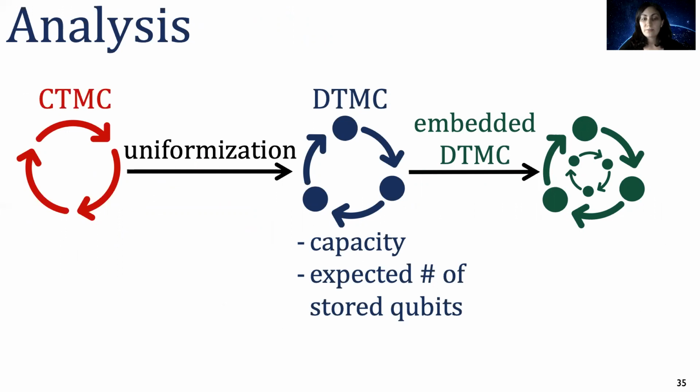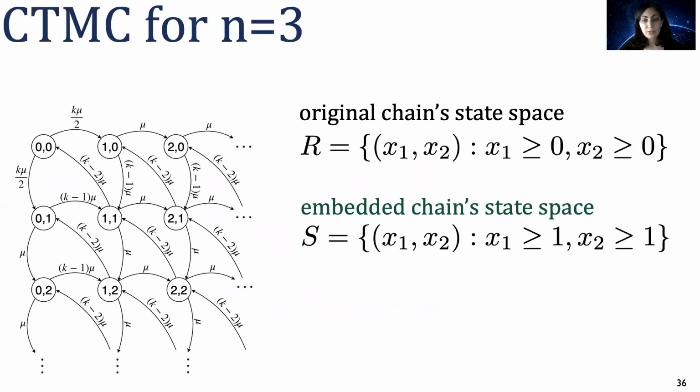embedded chain. Going back to the example for n equals 3, the embedded chain would include all states from the original chain except those that are on the boundary of the original Markov chain. When the original chain traverses these boundary states, the embedded chain is frozen in time, and eventually when the original chain transitions into a non-boundary state, the embedded chain will transition into that state as well.